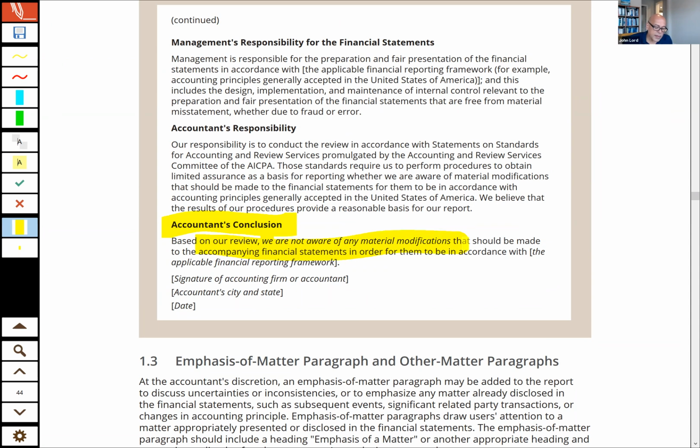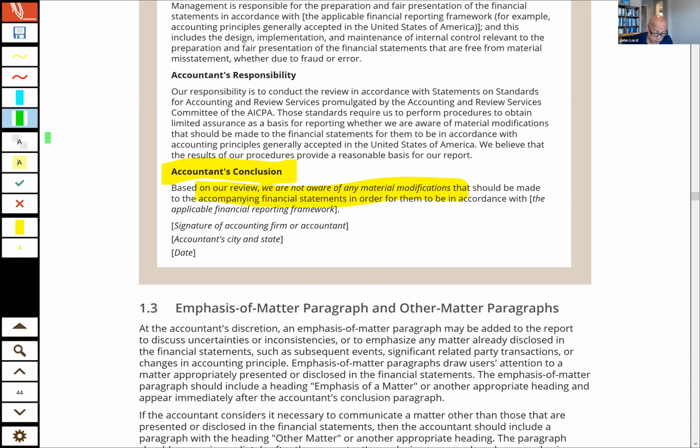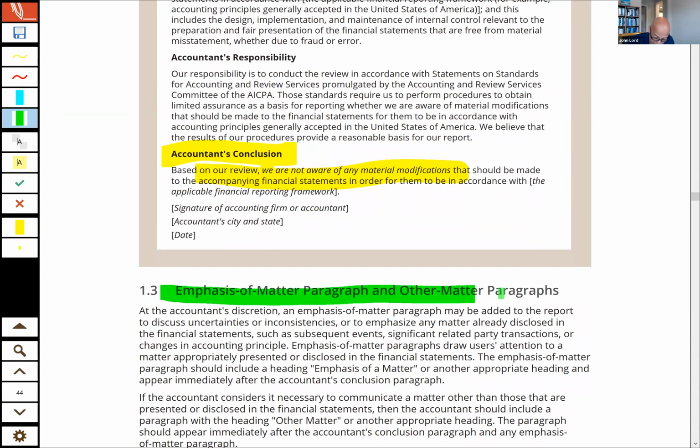By the way, the conclusion, I am not aware, there's the negative assurance, right? Now, what happens if we become aware of a material modification needs to be made in order for the financial statements to be in accordance with the applicable framework? Well, guess what we do? We can add an emphasis. Well, strike that. I jumped too quickly. I'm going to say that in a minute.